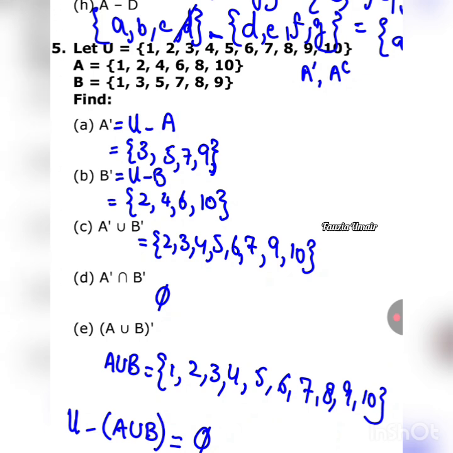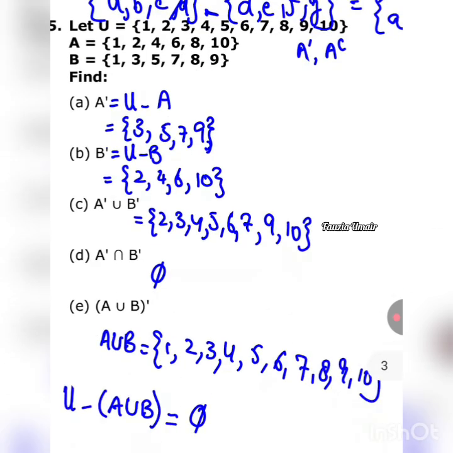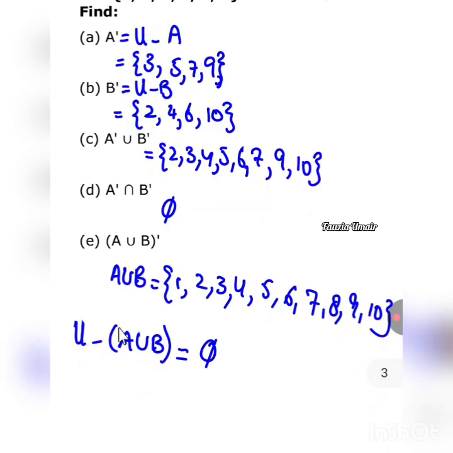So I hope this concept, the different operations we have done on sets, is clear. So do more practice of these through the questions from the book.